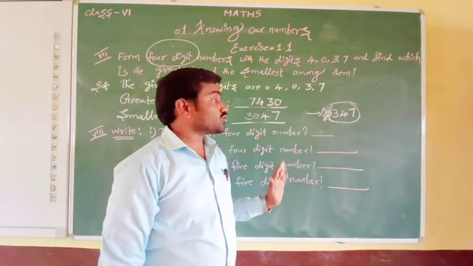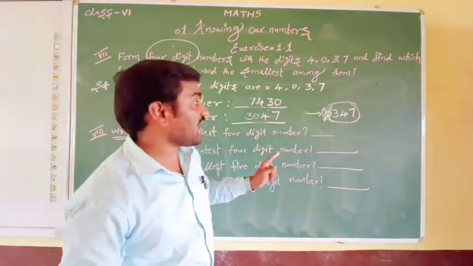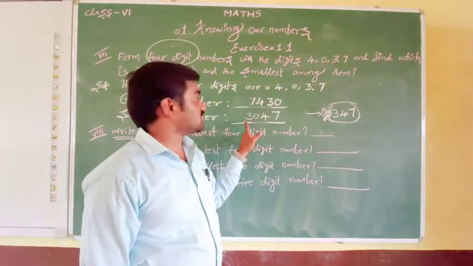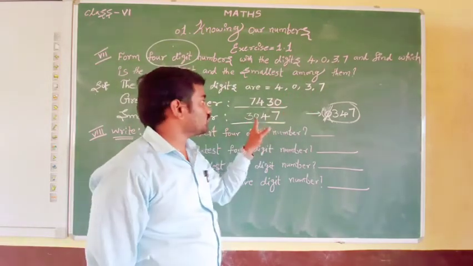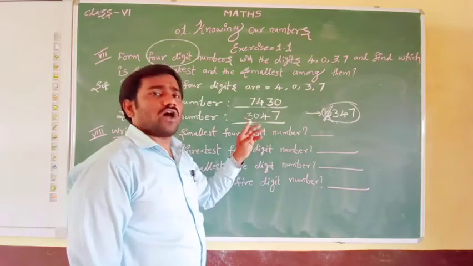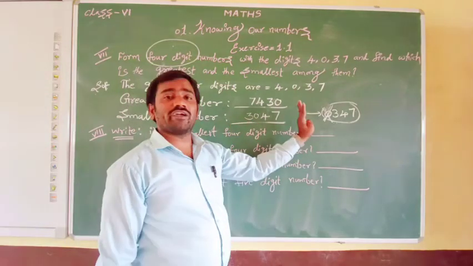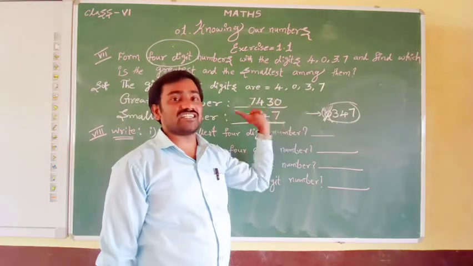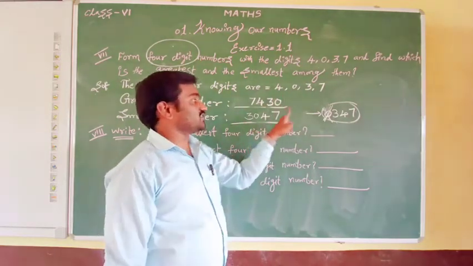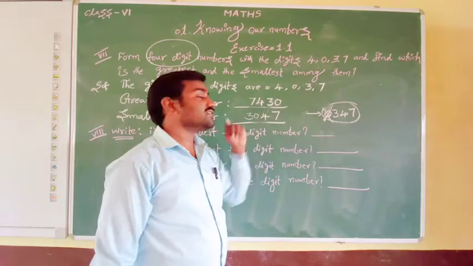It is not valid. So you must remember that when writing the smallest number, if there is a 0 in the given digits, it should be written in the second place. And normally you choose smaller digit to bigger digit. That becomes the smallest number. Bigger digit to smaller digit, that is the greatest number. Smaller digit to bigger digit, that is the smallest number.